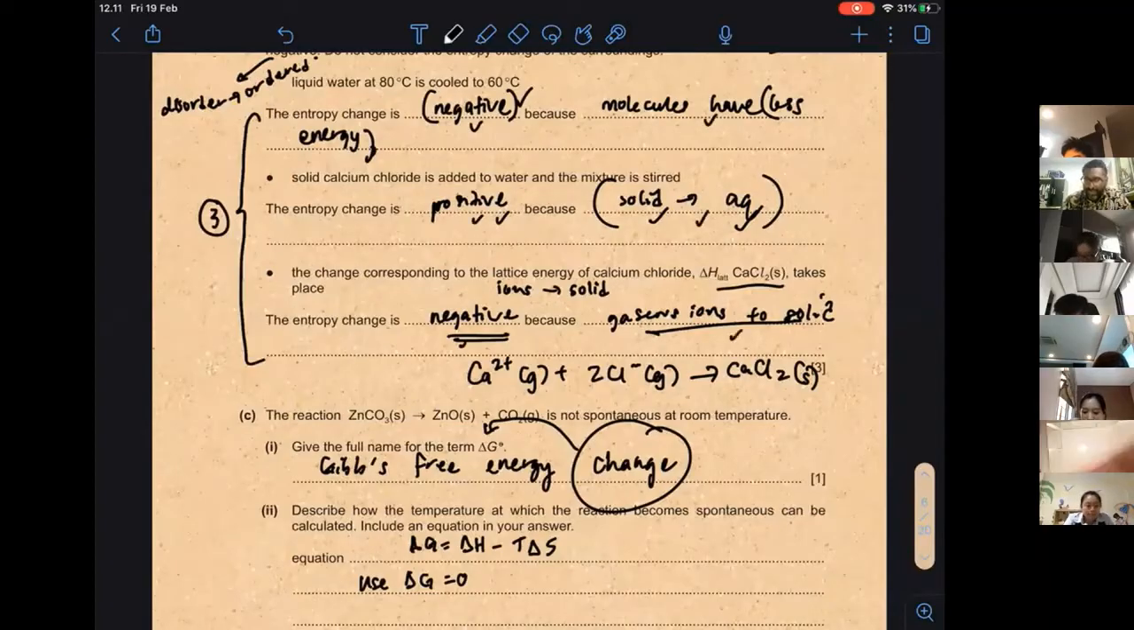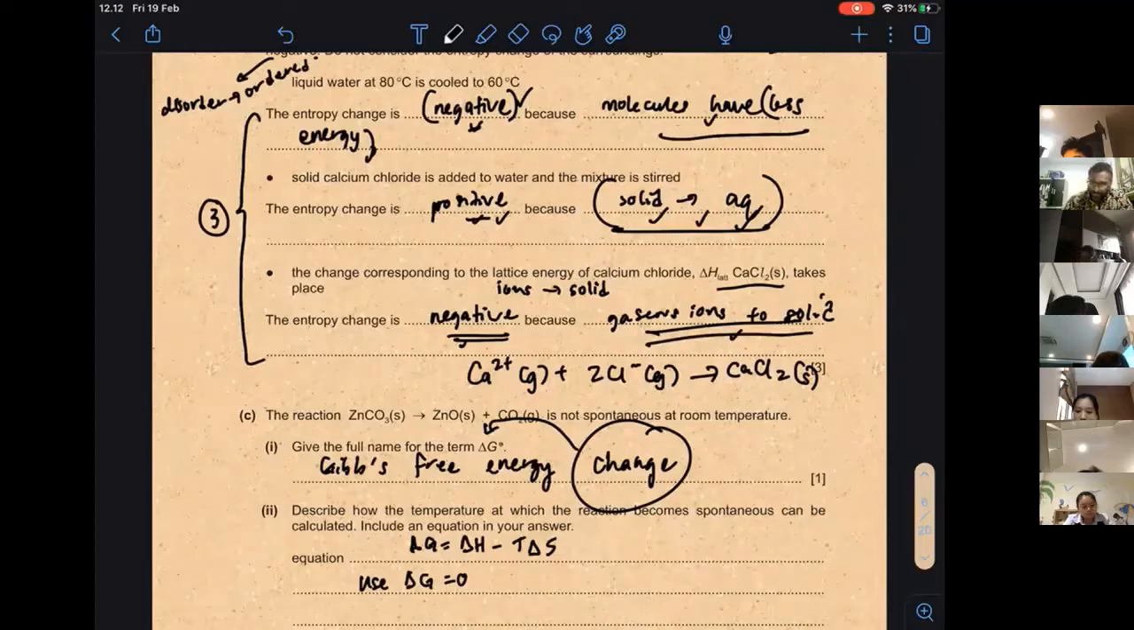And you cannot simply whack the answer, saying that positive means from regular, they become less regular, and negative means they become more regular, for example. You cannot say that, you need to explain properly. So here you need to talk about the energy. Here you need to talk about solid changing into aqueous, and you need to relate it with the definition of lattice energy. The gaseous ions are changing into solid.